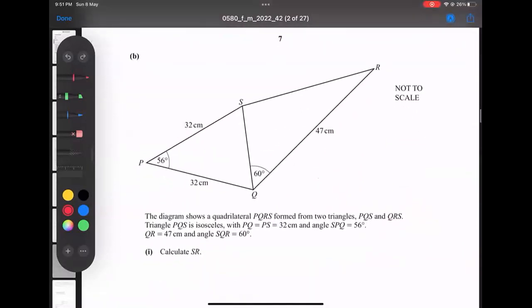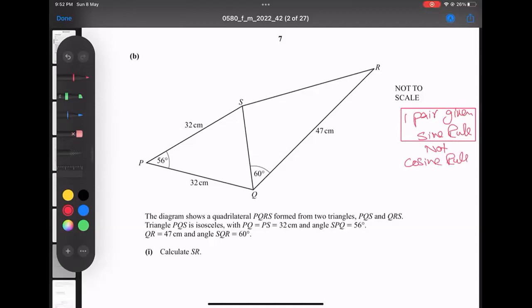B part, what question do we have here? He's asking for SR. Where is SR? SR is here. So how can we find this SR? First of all, this 47 is given and this angle. So actually, whenever you are given one pair, use the sine rule. But if one pair is not given, then cosine rule.